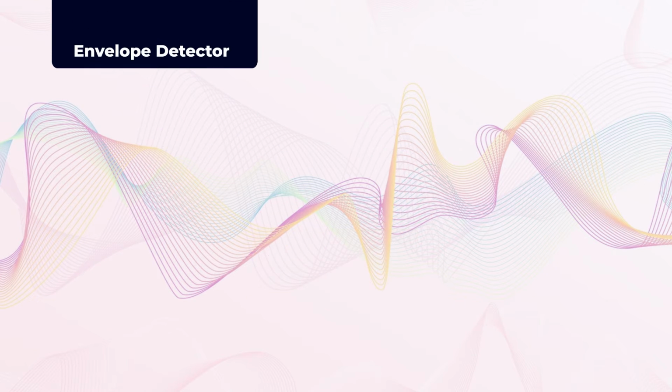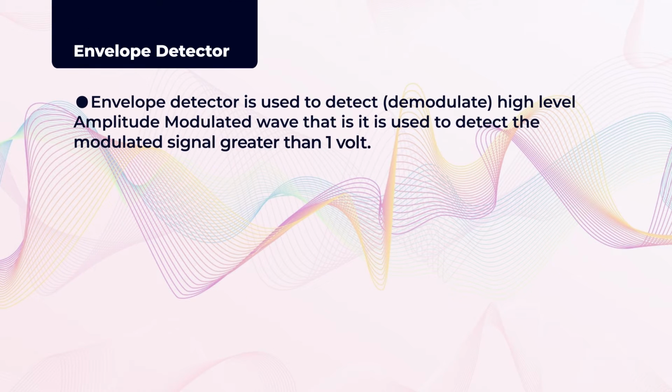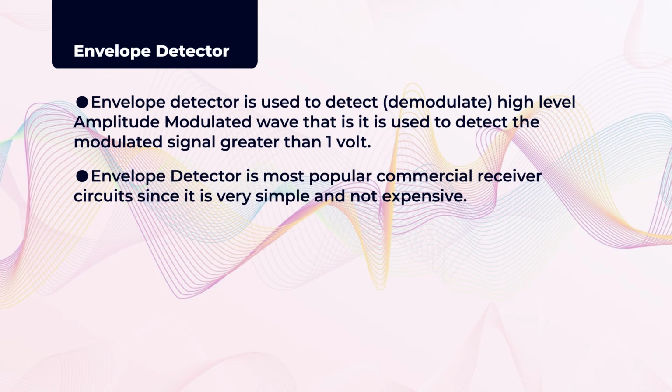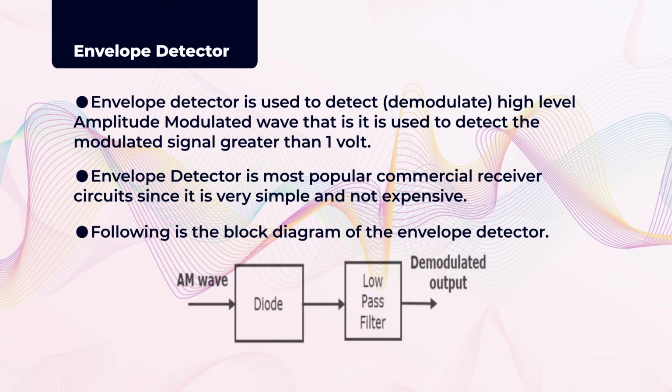Now, next we will see the second method for demodulating AM wave, that is envelope detector. Envelope detector is used to detect or demodulate high level amplitude modulated wave, that is, used to detect the modulated signal greater than 1 volt. Envelope detector is the most popular commercial receiver circuit since it is very simple and not expensive. The block diagram of envelope detector is shown below.